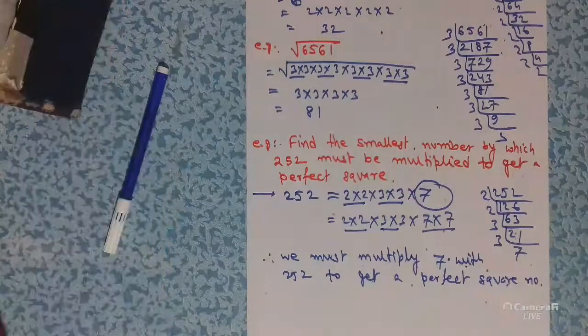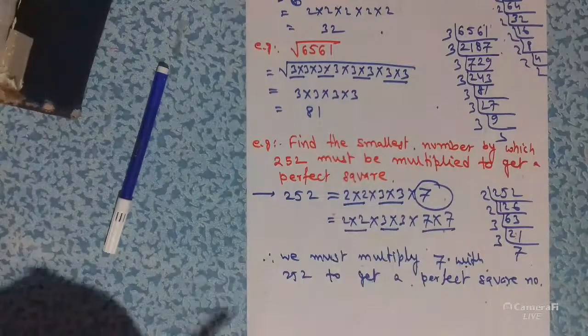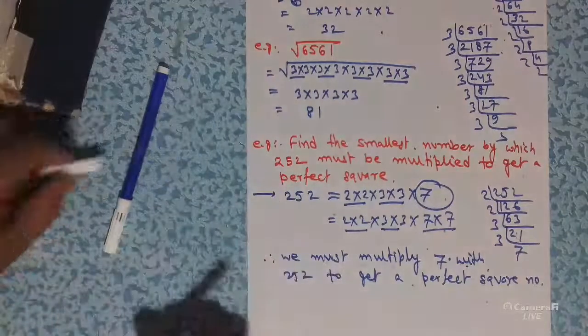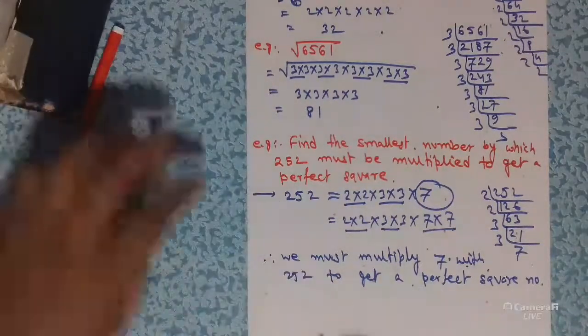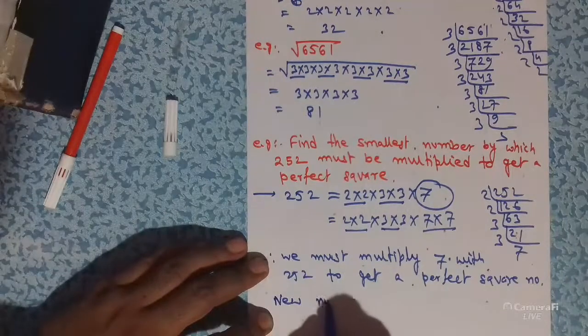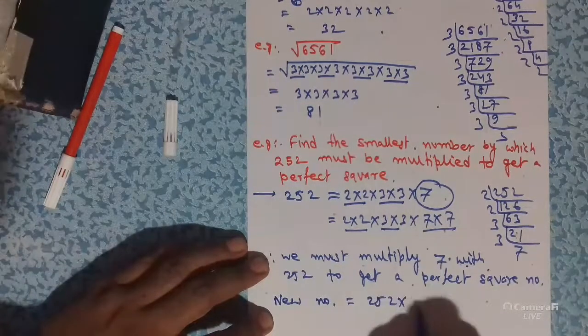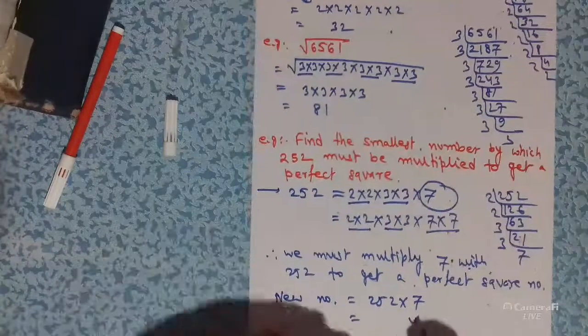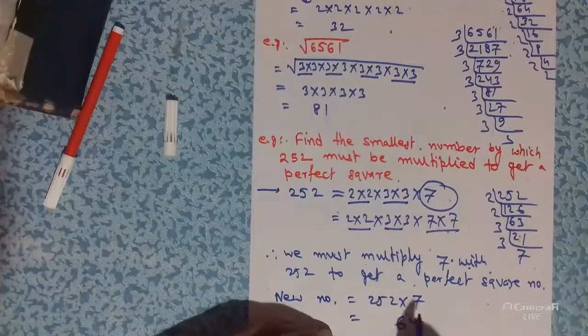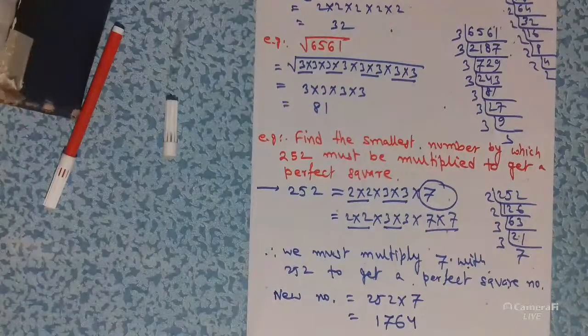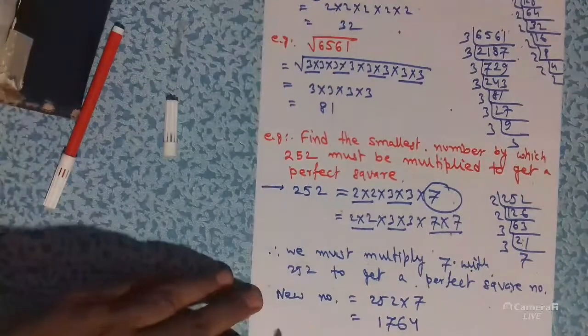And there is a question with this, that find the square root of this number. Find the square root of the new number. So what is the new number? So the new number is 252 multiply 7. So 1764 is the new number, and you have to find the square root of this number.